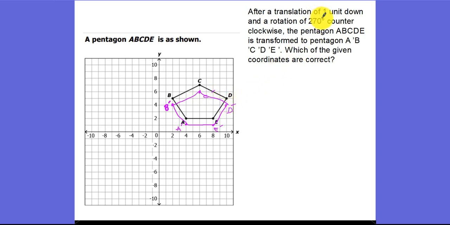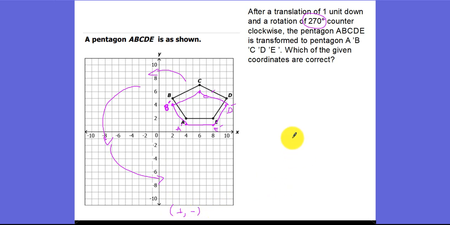Alright, next we have to rotate by 270 counterclockwise. Alright, counterclockwise means 3 quadrants. Counterclockwise, so 1, 2, 3. It should land here. And on this quadrant, we should have positive x values and negative y values.